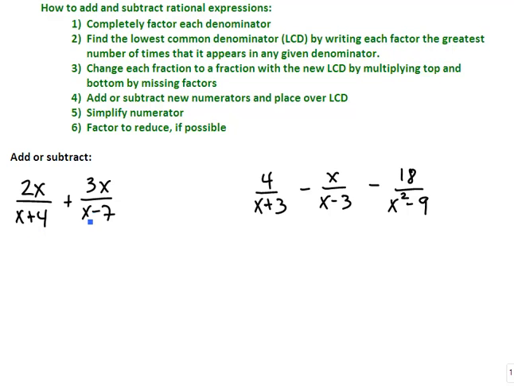So the first thing we're going to do when we look at our problem is factor each denominator completely. In this particular example, we have x plus 4 and x minus 7 in our denominator. Those are already factored. They're linear terms, so we can't really break them down any further. So we have step 1 done.